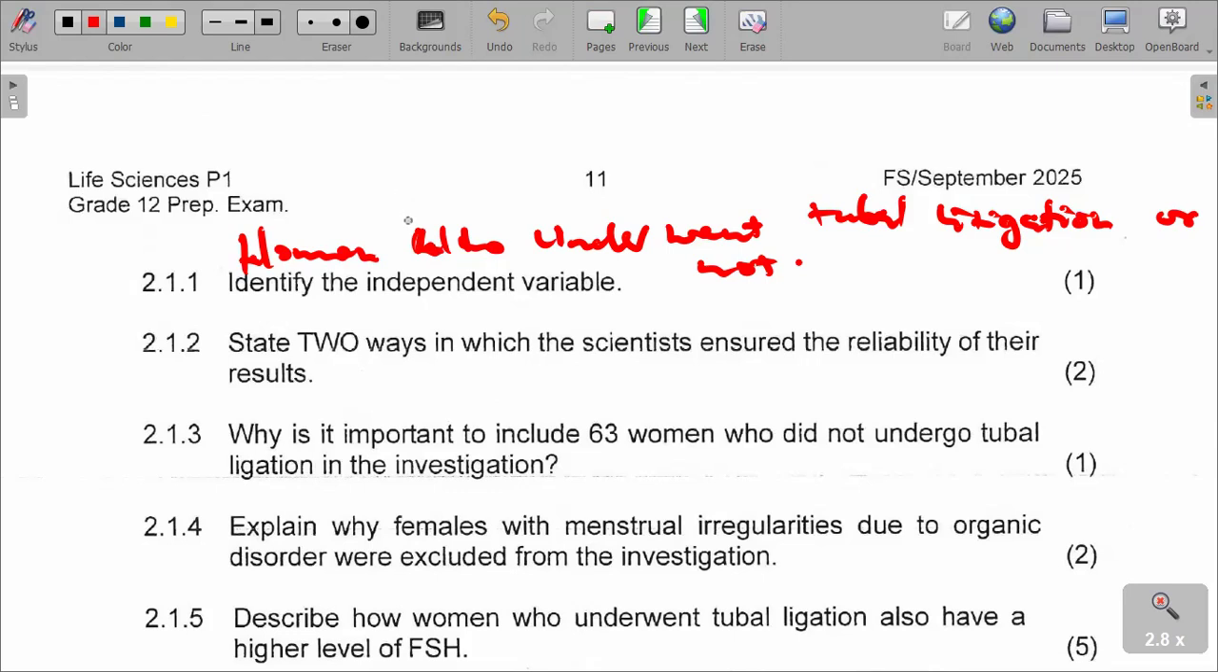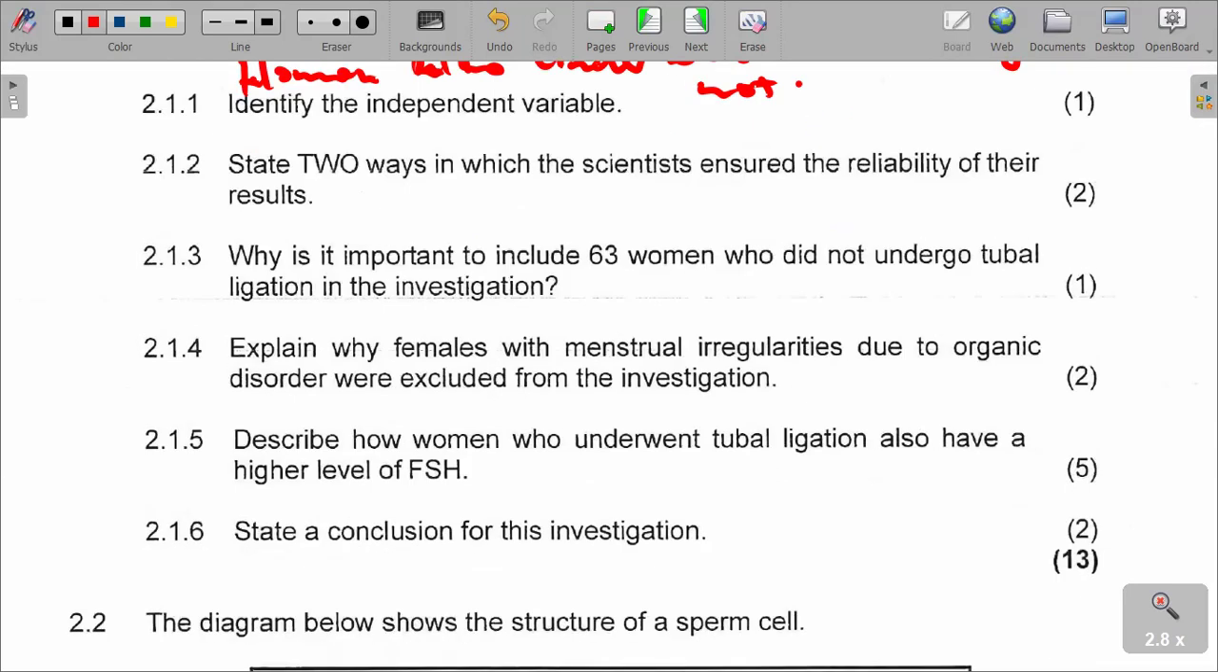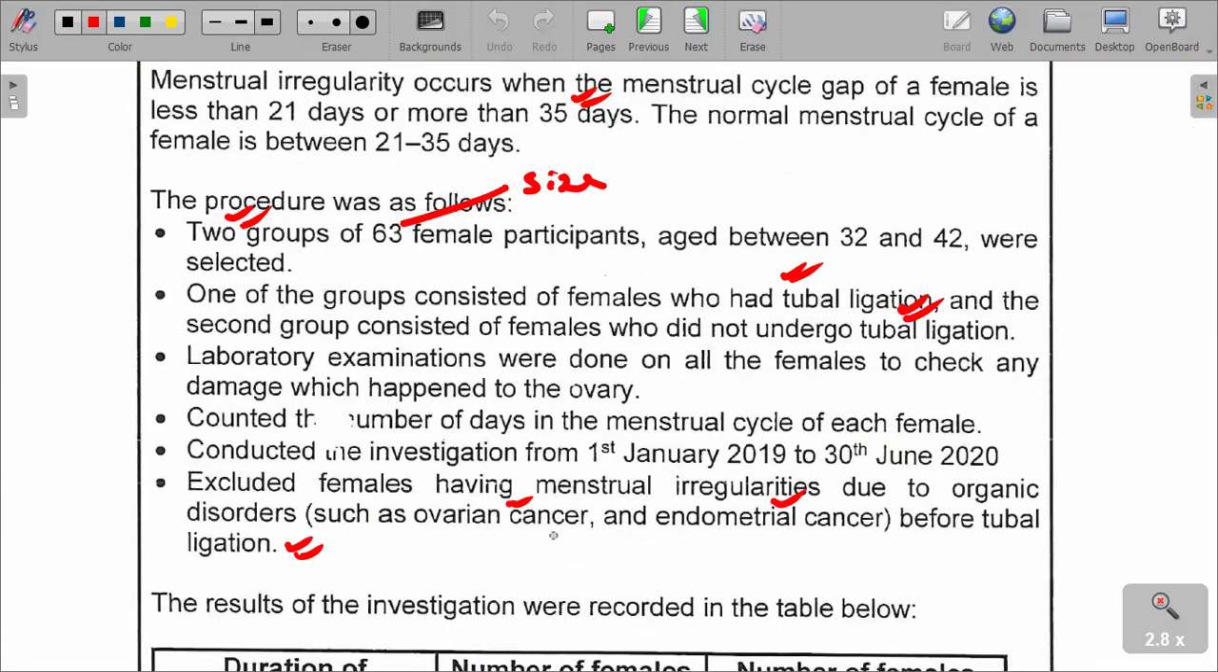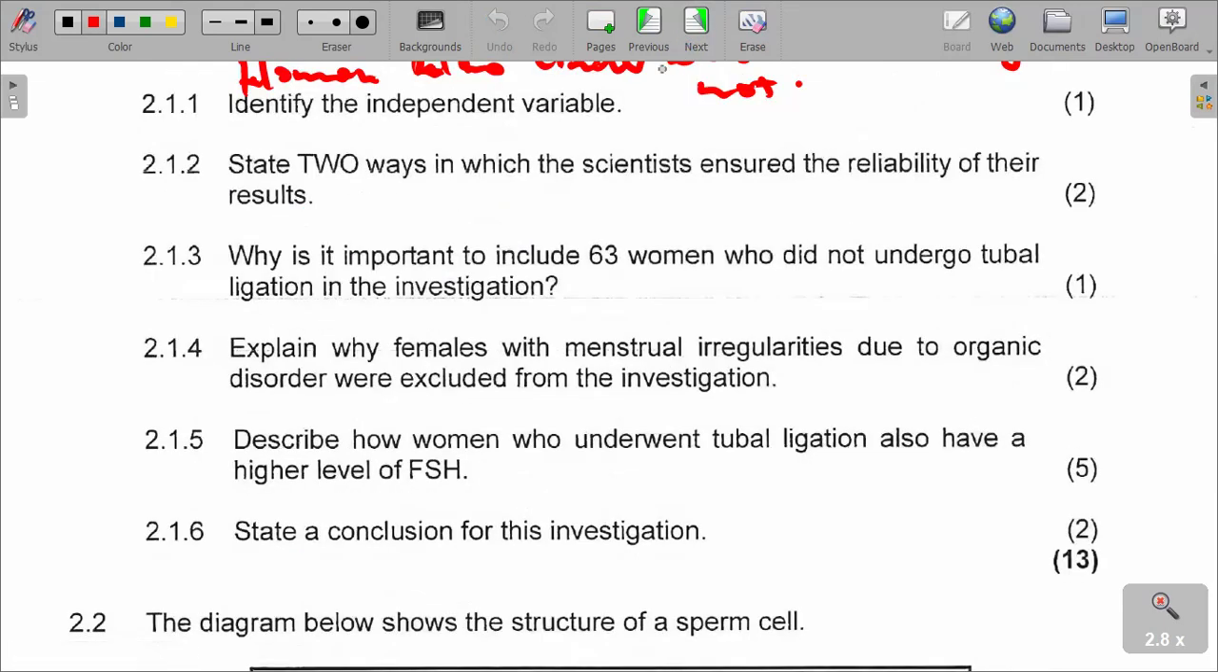And then, state two ways in which the scientists ensured the reliability of their results. I'm sure we can get this from the setup of the investigation. One, they used a large sample size of women, which shows one of the reliability of the results is the use of a large sample size.